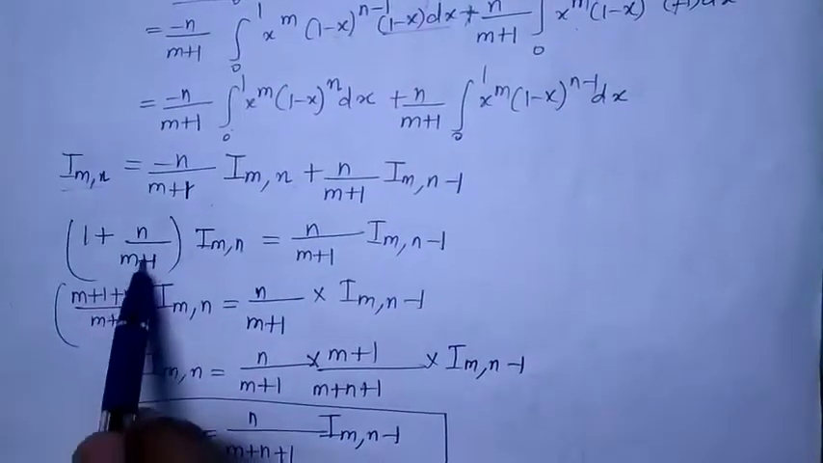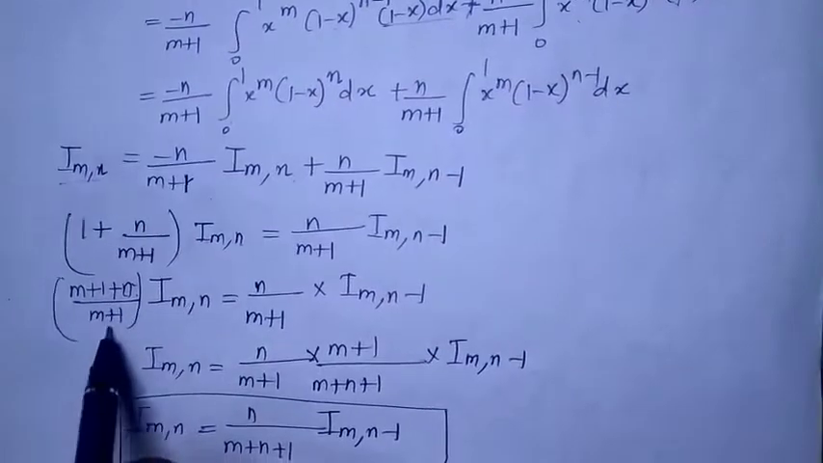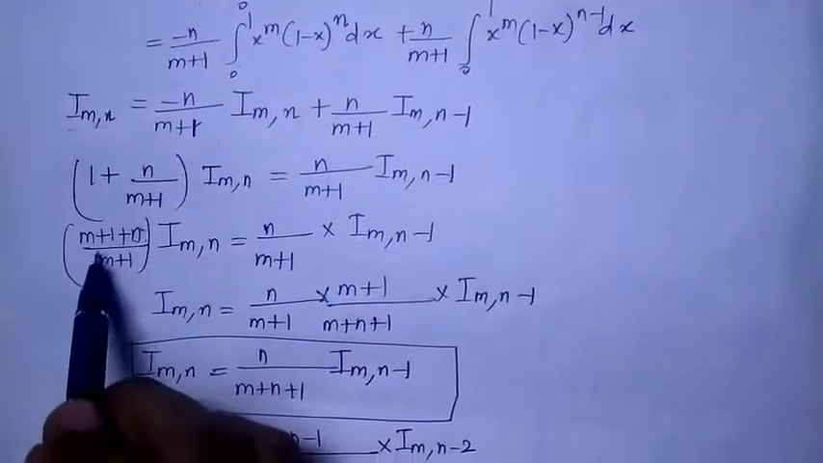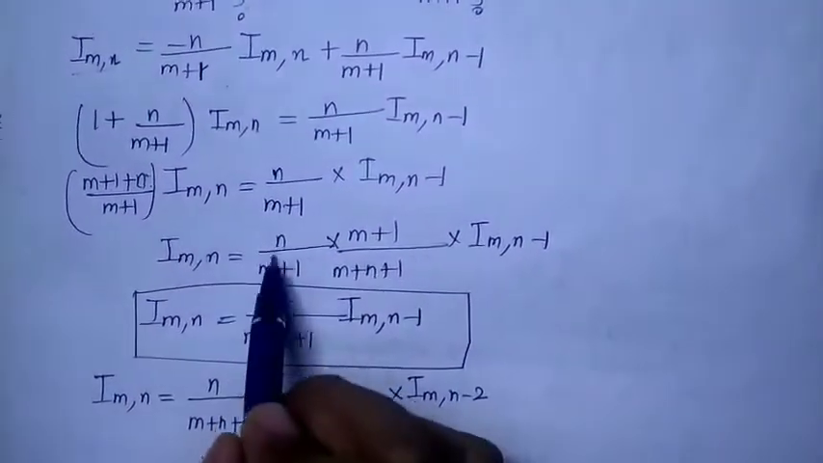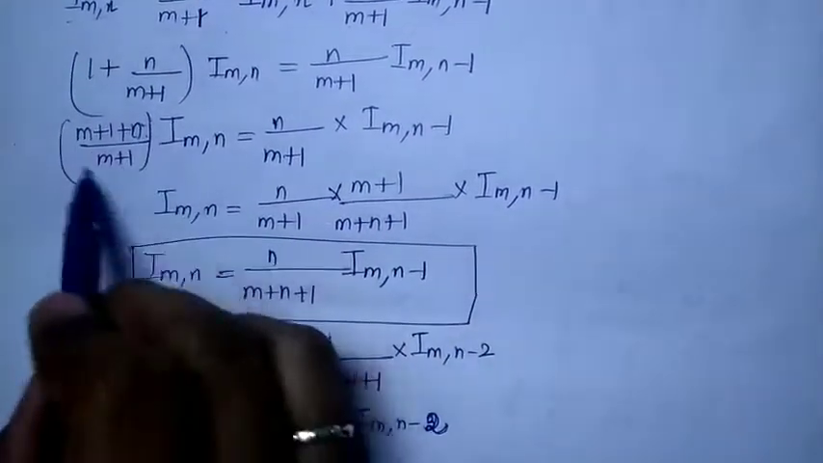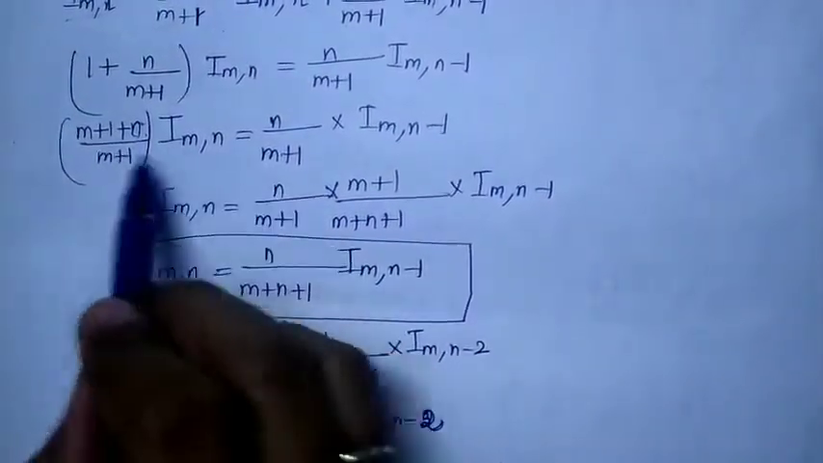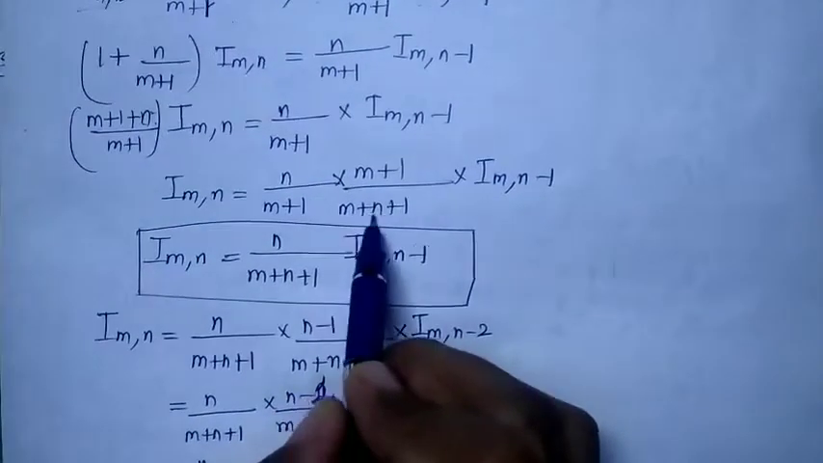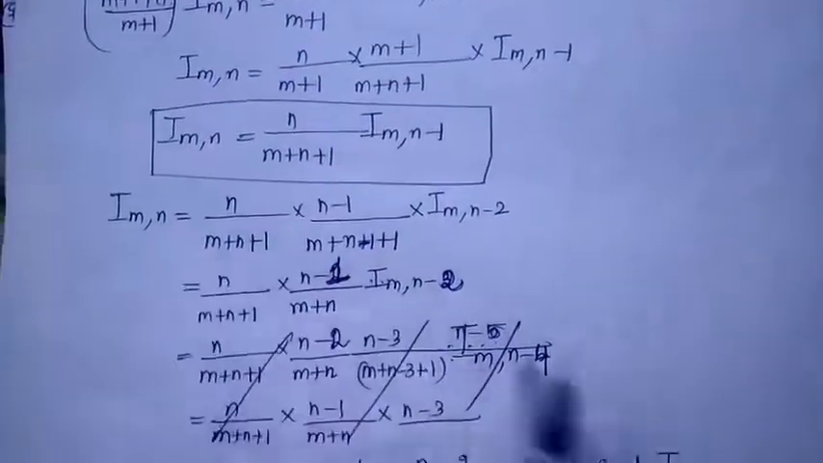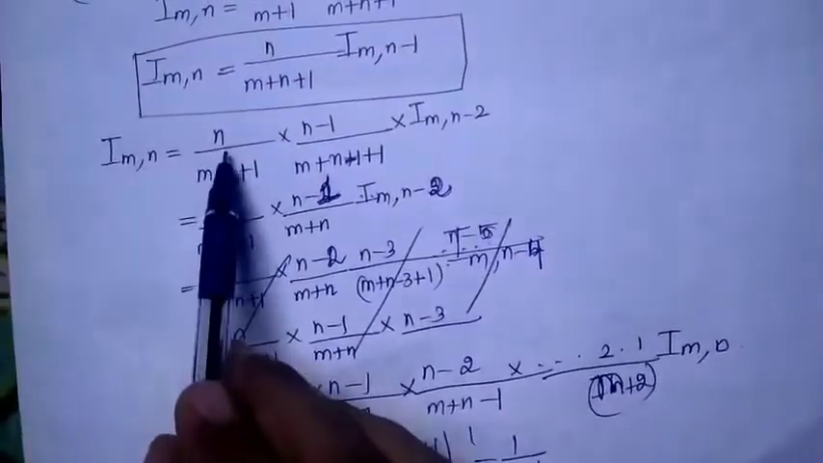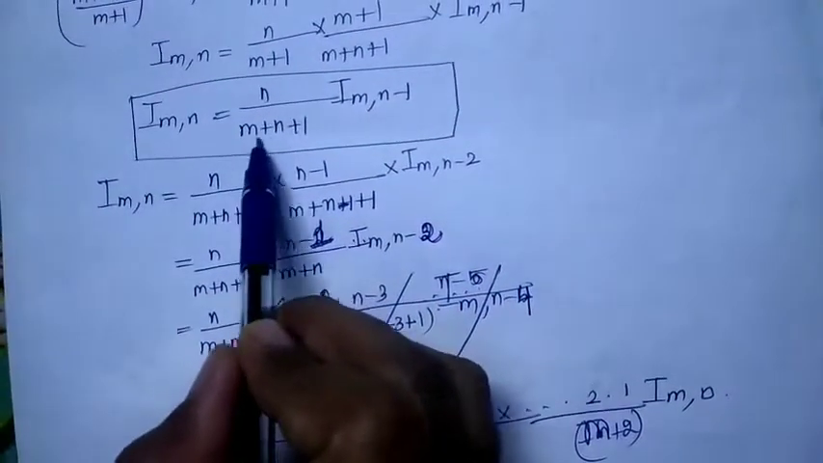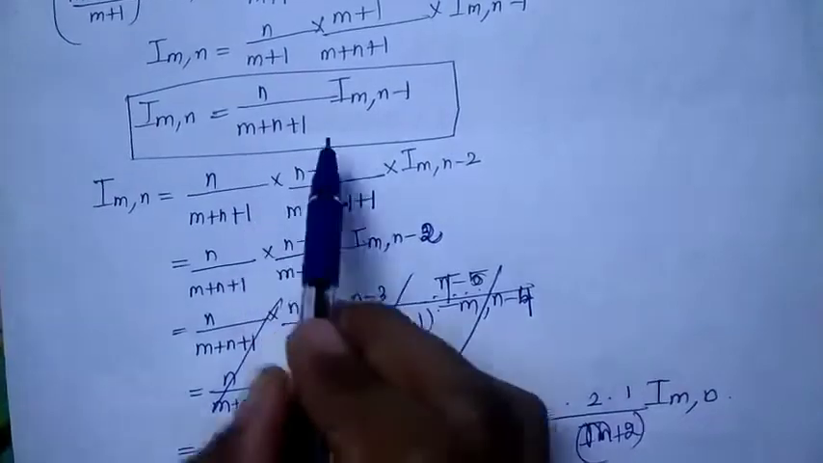Take the LCM, m plus 1 plus n divided by m plus 1 I m n equal to n by m plus 1 I m n minus 1. You can take this term to the other side. So I m n equal to n by m plus 1. When it goes to the other side, it will be divided, which means we have to multiply with the reciprocal. The reciprocal of this is m plus 1 by m plus n plus 1 I m n minus 1. Okay, so this is what we have. So I m n equal to n by, so this m plus 1 gets cancelled. So n by m plus n plus 1. Okay, so this is what we have.